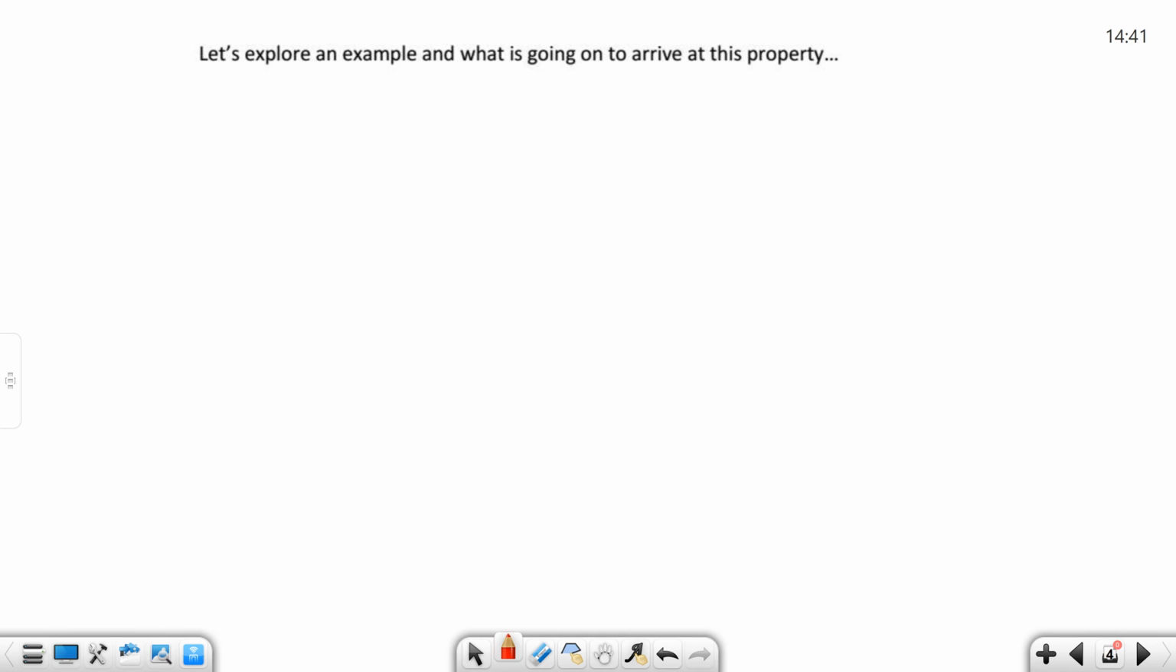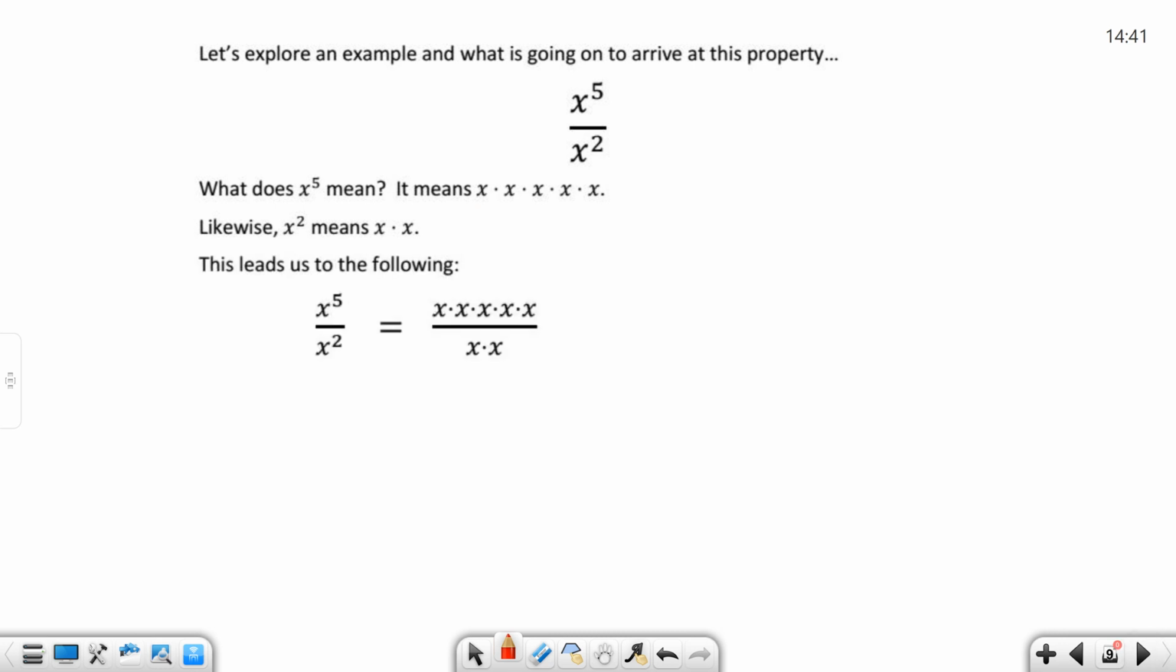First one's going to be x to the fifth over x squared, which has the highest power in the top, the numerator. So what does x to the fifth mean? Well, it means x times x times x times x times x, right? It means 5 x's multiplied together here. And then likewise, x squared means x times x. So this leads us to the following. I'm going to take x to the fifth and put this stuff here, x squared, put this stuff here.